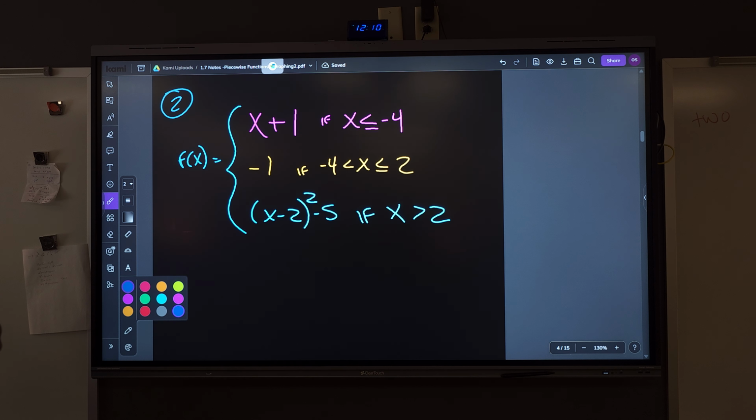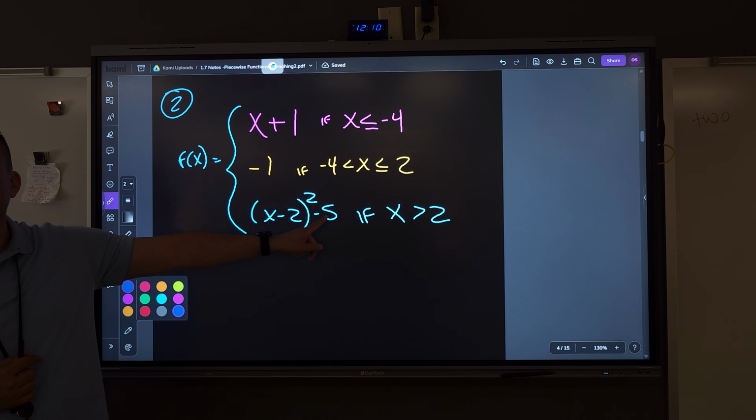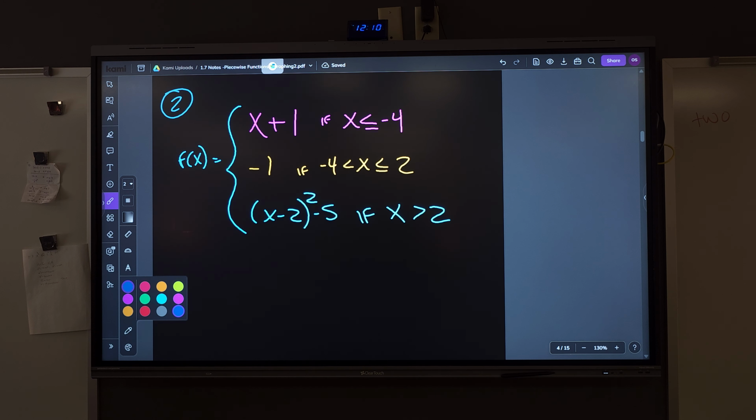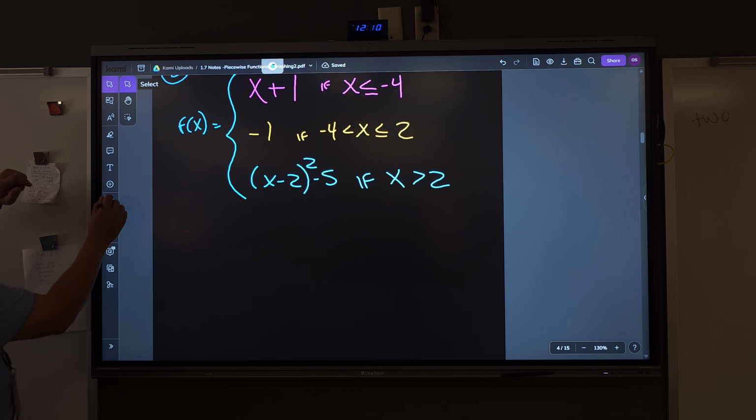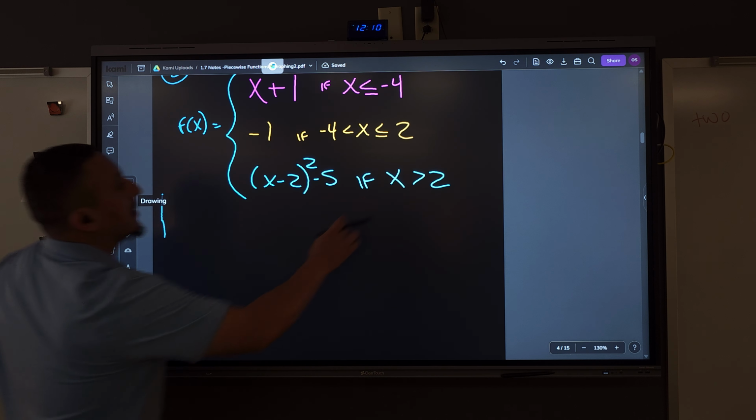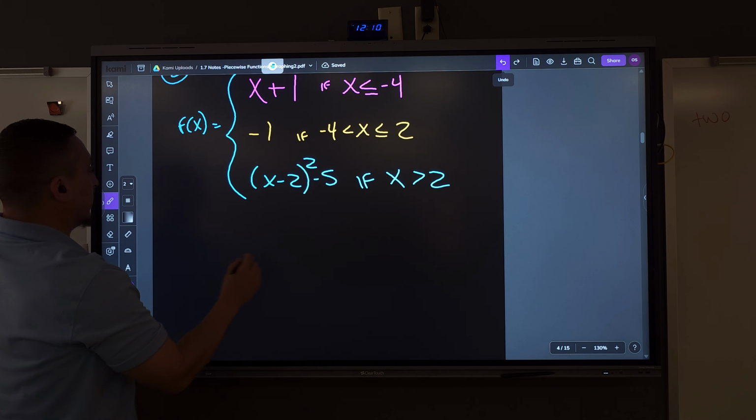Is that 5? This one? Yeah. It's an ugly 5. Okay, so here we go. Let's make another 5 by 5, guys. I think that should be good enough.